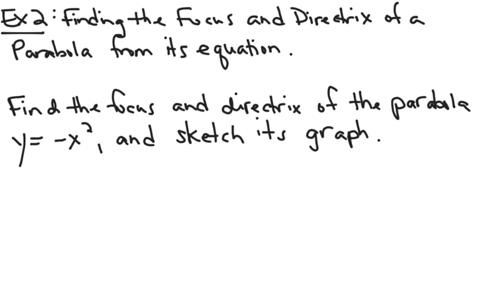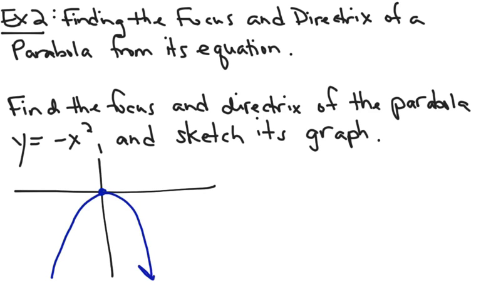Now let's talk about finding the focus and directrix of a parabola from its equation. Find the focus and directrix of the parabola y equals negative x squared and sketch its graph. Well, let's start with a sketch of its graph. That one's easy. Because it's negative x squared, the graph's going to open down. And the vertex is at (0, 0), so it's going to look something like this. So the focus must be inside the parabola. It must be at (0, negative p). Well, how do I find out what p is?